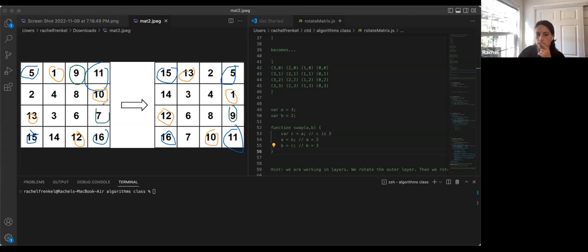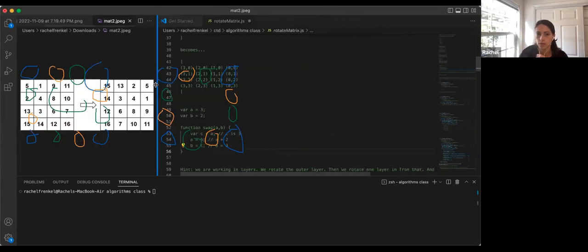Okay. And then we've gone through the entire length. And we're done. We've swapped them. And then now we move on to this inside, etc. Okay. Great. So this is what we're going to try to work on. Any questions?